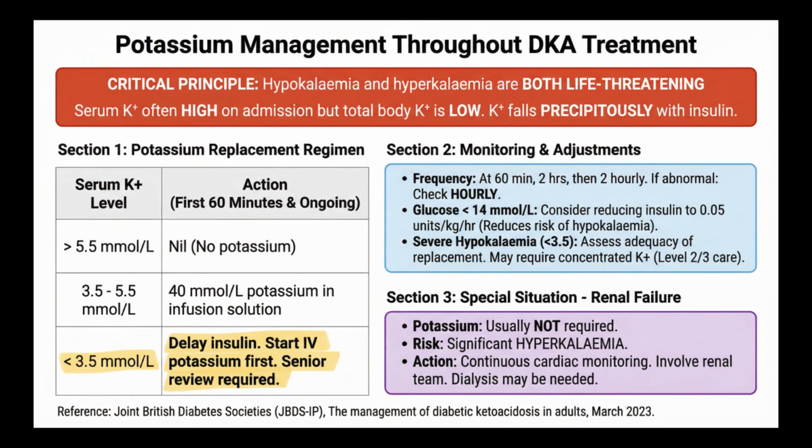Section 2. Monitoring and adjustments. Potassium must be checked at 1 hour, at 2 hours, then every 2 hours. If the result is abnormal, check hourly. When glucose falls below 14 millimoles per liter, consider reducing the insulin rate to 0.05 units per kilogram per hour to reduce the risk of hypokalemia. If there is severe hypokalemia, assess whether replacement is adequate. These patients may require concentrated potassium in a high-dependency or intensive care setting.